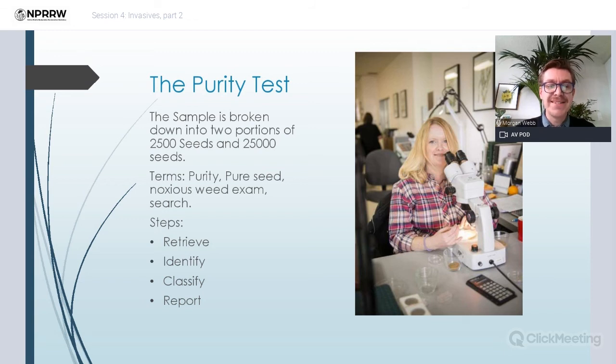And so the steps to this are we take those pre-weighed out portions and we retrieve anything that we find is a contaminant. We identify that contaminant. We classify it according to the Canadian Seeds Act. And then, of course, the final step is to report that.